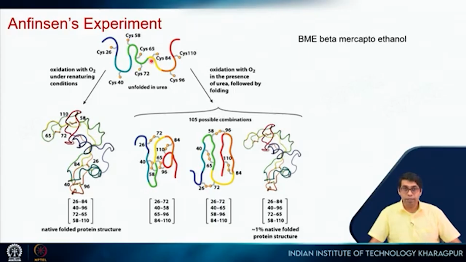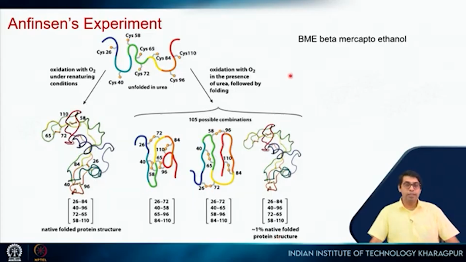And then he divided it into 2 parts. In the first part, he removed urea first and then bubbled oxygen, and then he checked the activity. He found 100% activity. In the second part, he bubbled oxygen first so that all the disulfide bonds are formed, and then he removed urea. In this case, he found only 1% activity.